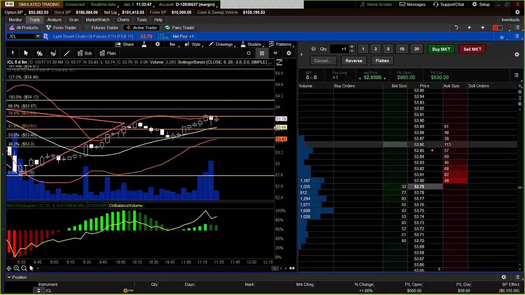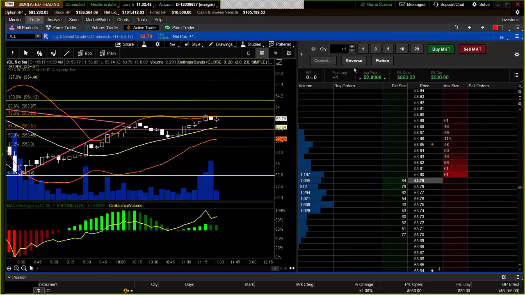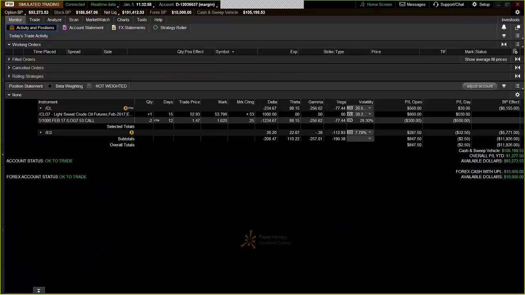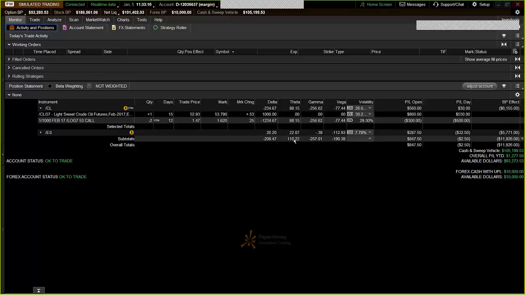So the option is making money regardless of this being asleep for an hour. Doesn't matter. In fact, I like that because when this is asleep, according to this, I'm making $110 a day if this thing goes to sleep. This is the Theta, right? So this is making $110 if it goes to sleep. So let it go to sleep.